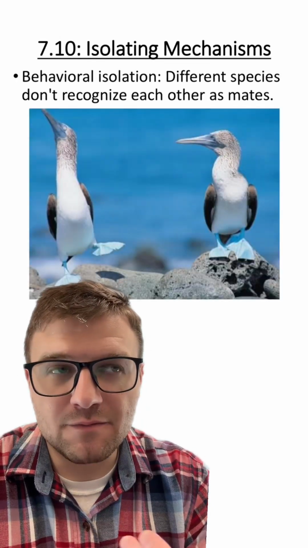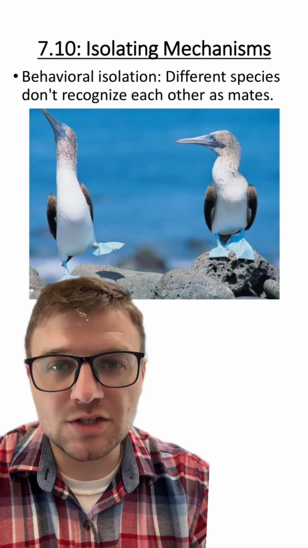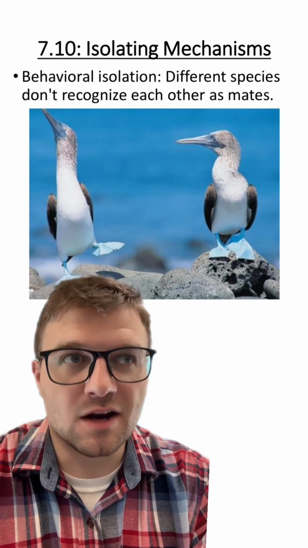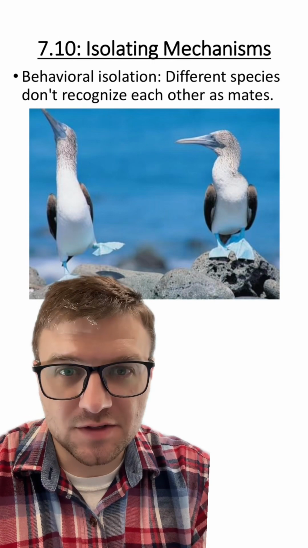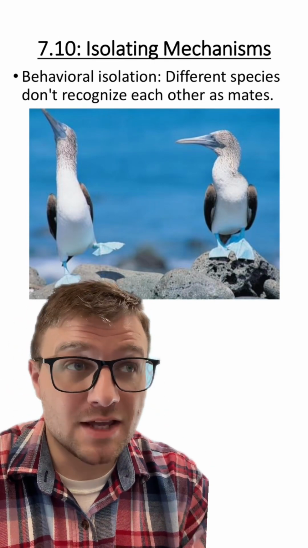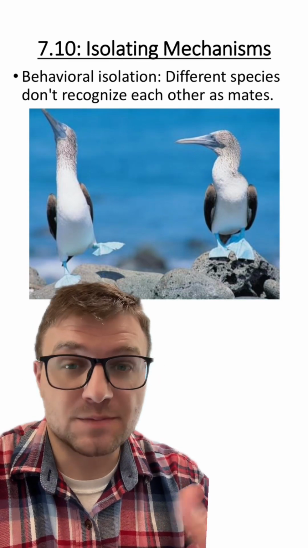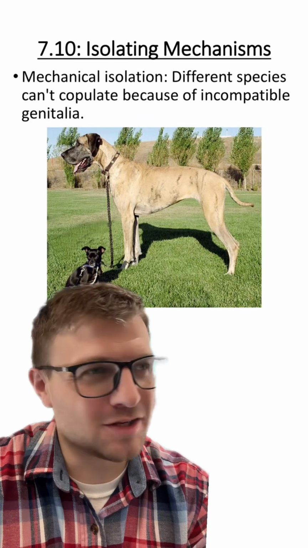Our next type of isolating mechanism is called behavioral isolation, and this is when different species don't recognize each other because of their mating ritual or just behaviors. For example, different bird species have different behavioral or mating rituals, which would only be attractive to groups within their own species. Our next type of isolation is a little bit awkward.